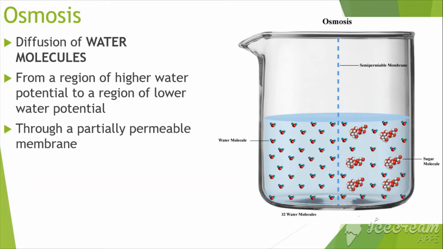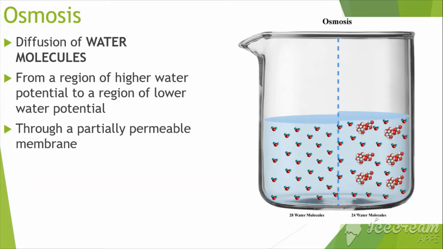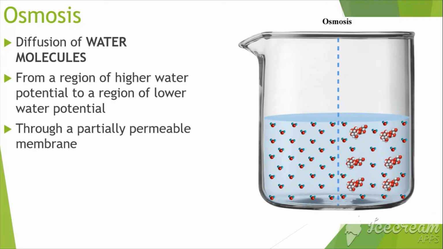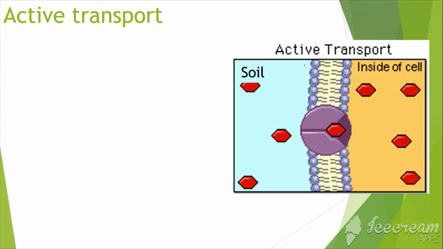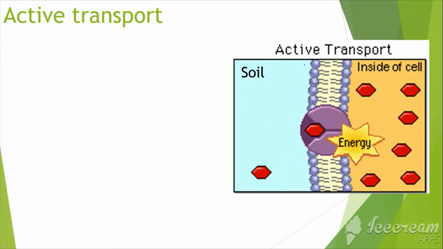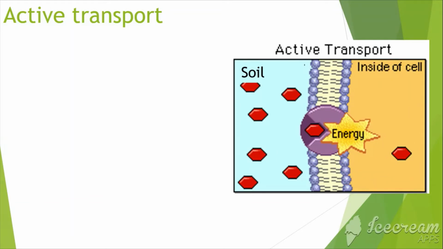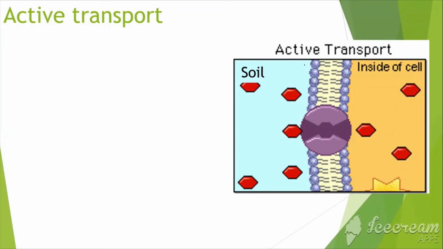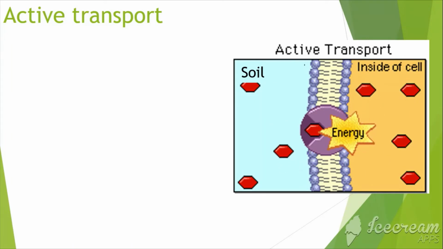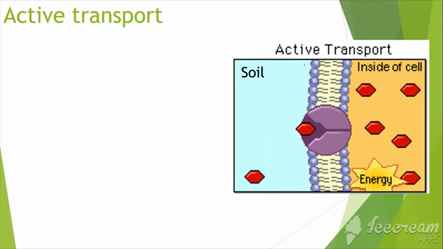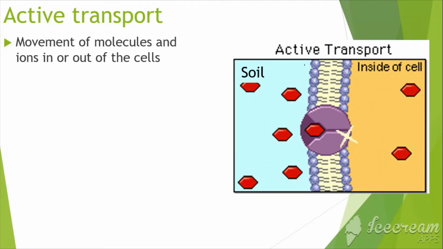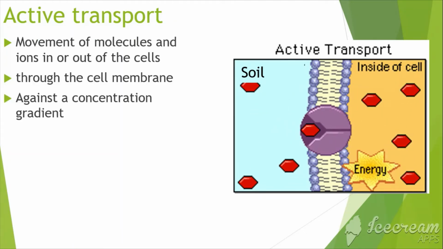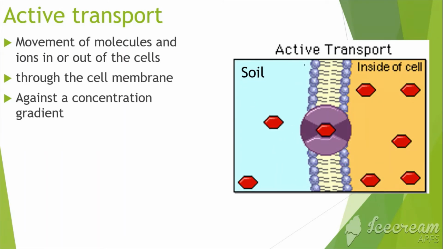In some cases, substances are taken into or expelled from the cell against the concentration gradient. This is done by a process known as active transport. For example, root hair cells in plants take in nitrate ions from the soil. Very often, the concentration of nitrate ions inside the root hair cell is higher than the concentration in the soil. Active transport is thus defined as the movement of molecules in or out of the cell through the cell membrane against a concentration gradient using energy from respiration.